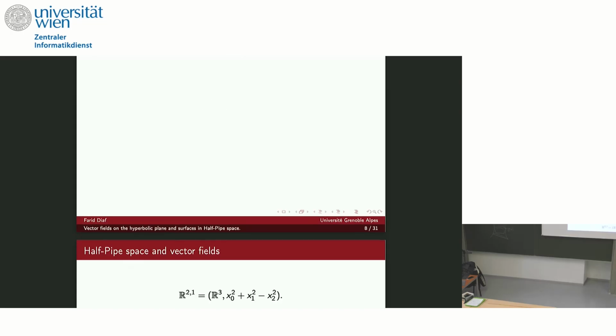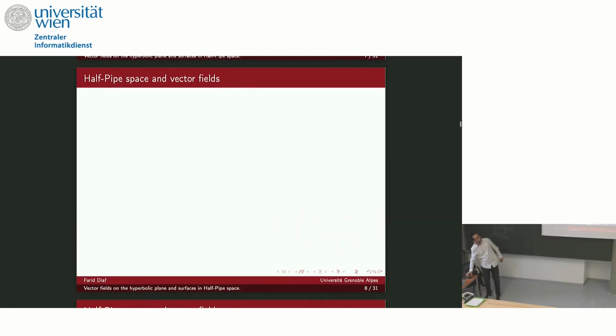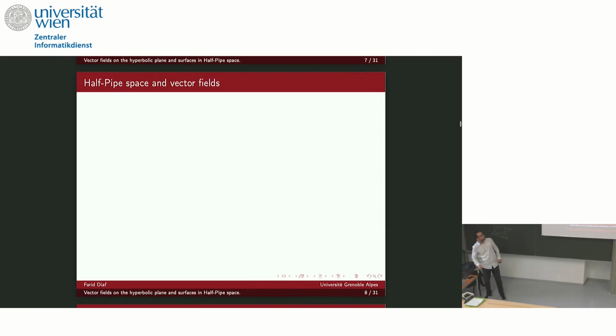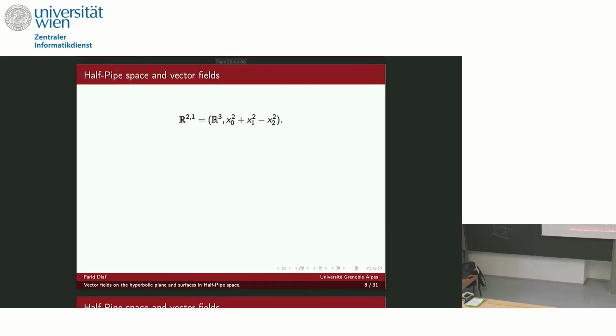Let me now move to describe the geometry behind the second question. The second question is, we have a vector field on the circle and we want to find an extension of this vector field. So this is an exotic geometry called half-pipe geometry. To define this, we first need to define Minkowski space, which is a three-dimensional affine space on which we put a quadratic form of signature (2,1).